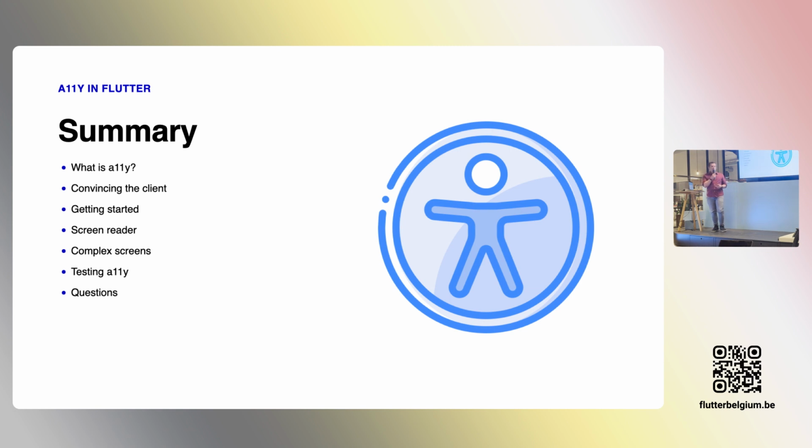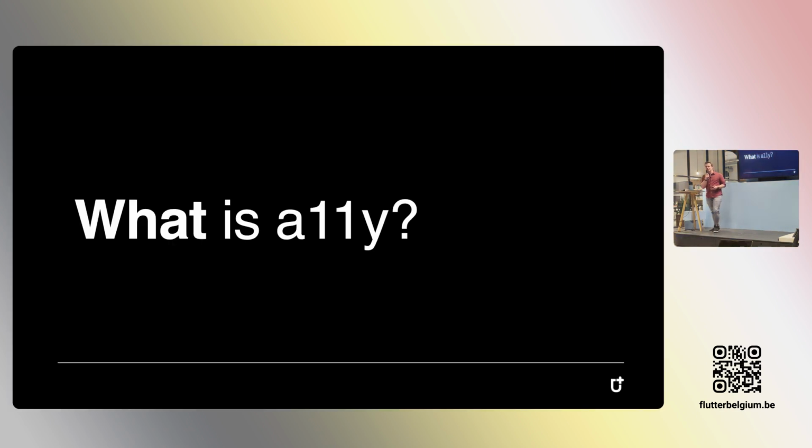So what I'm going to be talking about today is what is accessibility. And as soon as I've done that, I'm going to be talking about how you can convince the client, and how you can get started with accessibility in your Flutter apps. We're also going to be talking about the screen reader, because it's a big part of it, and it deserves its own little section. We're also going to be talking a bit about complex screens and how you can use the screen reader there. And then at the end, we're going to talk about how you can test accessibility. If you have any questions, feel free to ask them then. But first, let's start with what is accessibility.